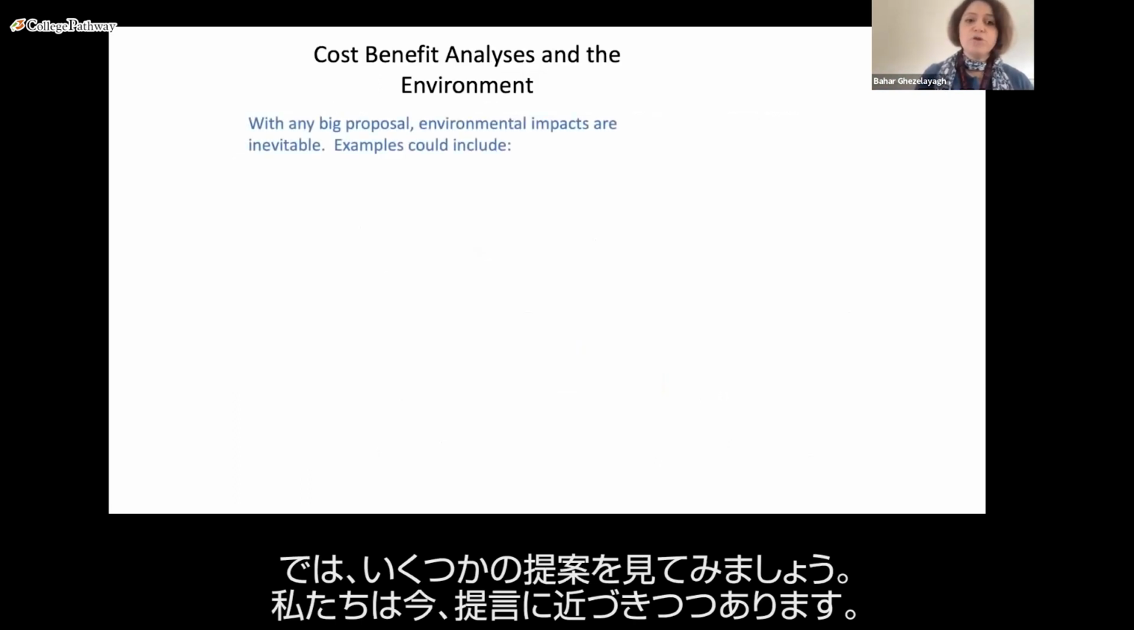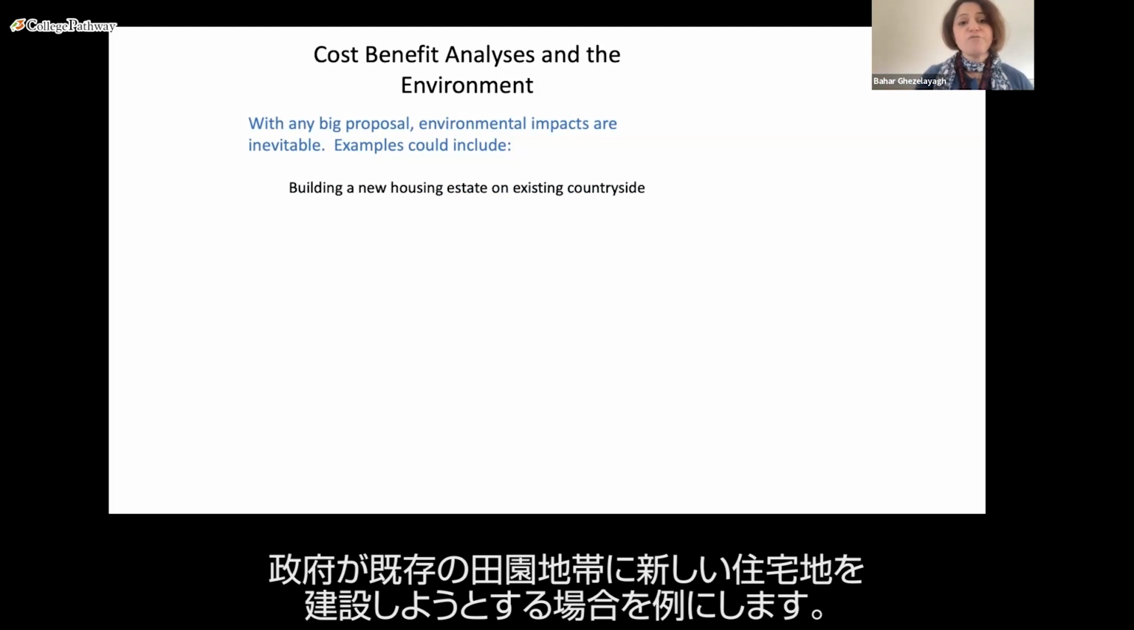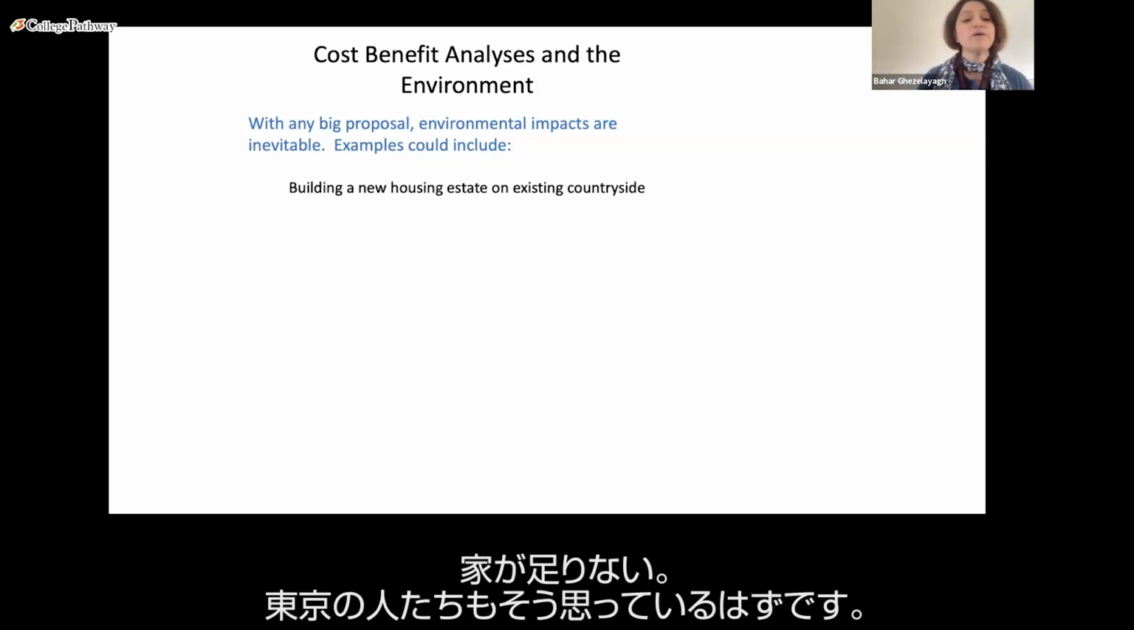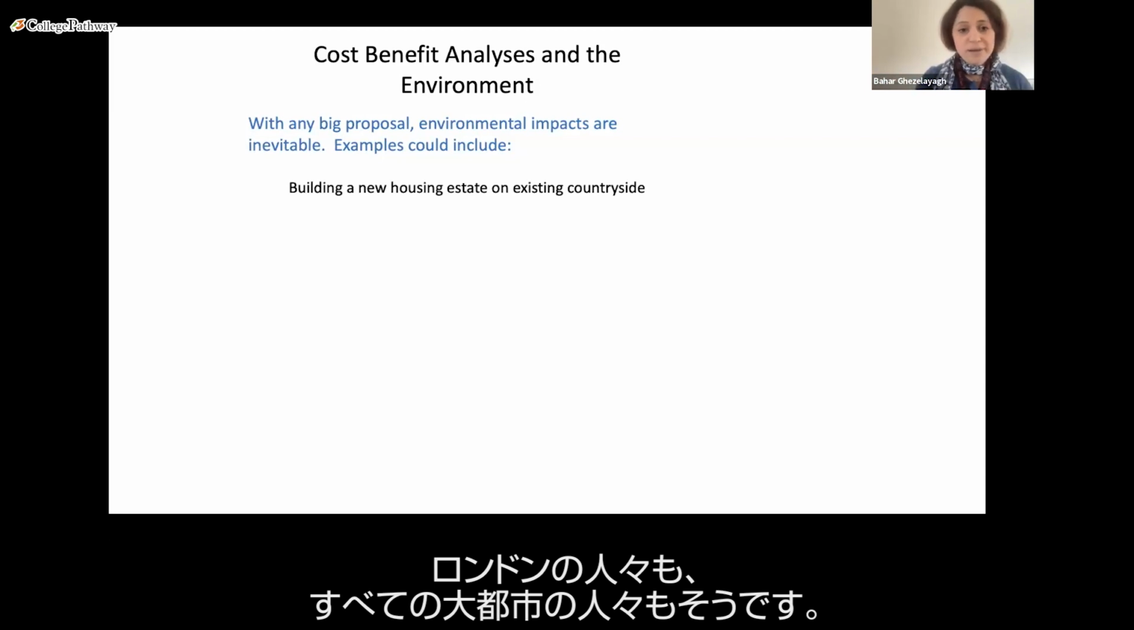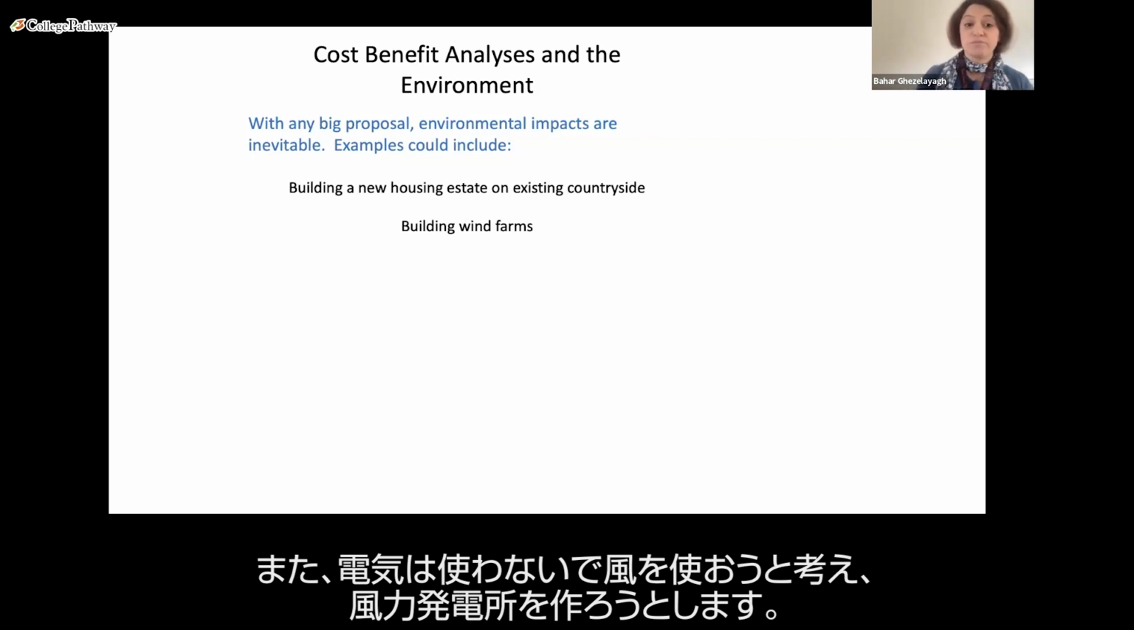So let's look at some proposals. We are now getting closer to recommendations. We've done some thinking and we've done some investigations, and we want to get closer to what we think, what our recommendation is. Examples of big proposals: for example, governments want to build a new housing estate on existing countryside. There are not enough houses for people. I'm sure people in Tokyo agree with me, people in London, people in all big cities. So governments want to build new houses, or they want to build wind farms.